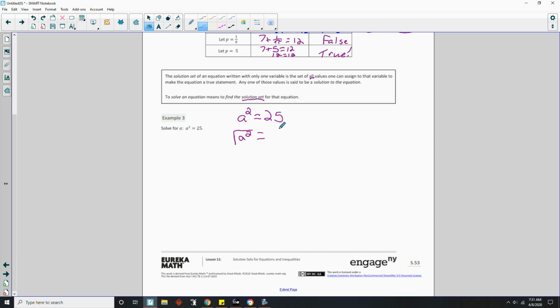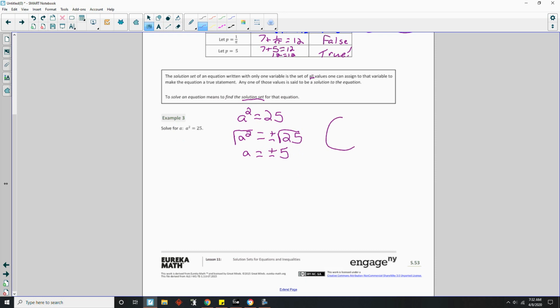So I take the square root of a squared to get rid of that squared. And what you do to one side, you have to do to the other, or it is no longer true. So I take the square root of both sides. The square root of a squared is a. And the square root of 25 is plus or minus 5. So in this case, there were two solutions.